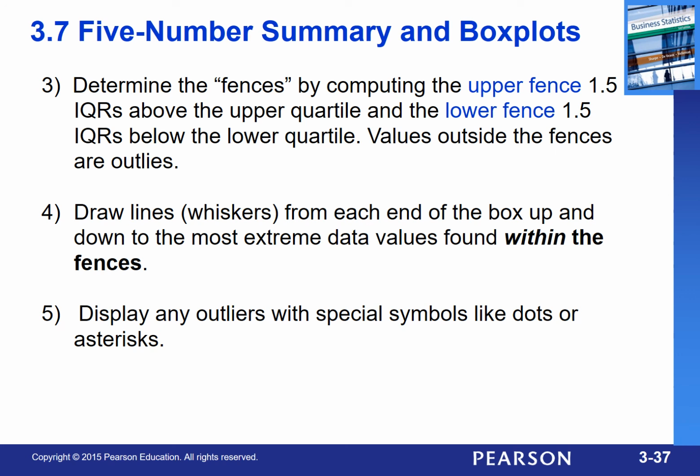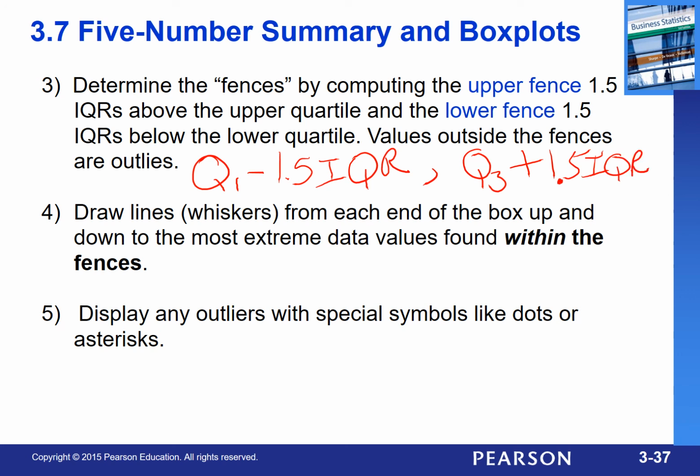So formulaically, that's Q1 minus 1.5 IQRs up to Q3 plus 1.5 IQRs. And if you are either smaller or larger than that, then you're an outlier. So the largest value that falls within that will make your max, and the smallest value that falls within that will make your min, and then that's where you will draw your lines.